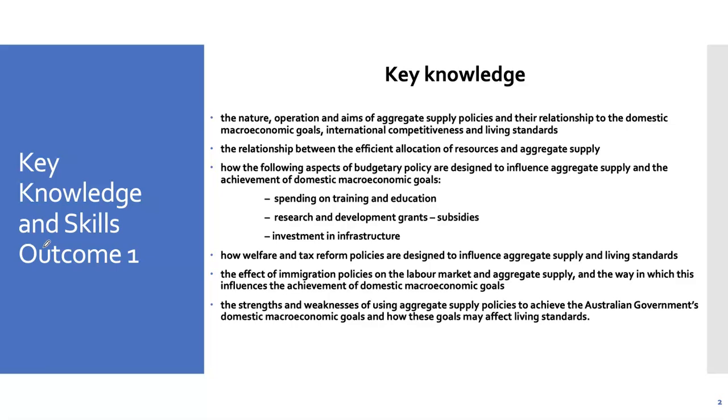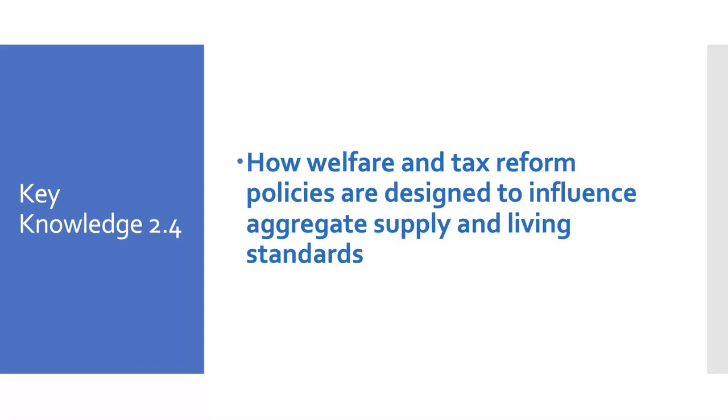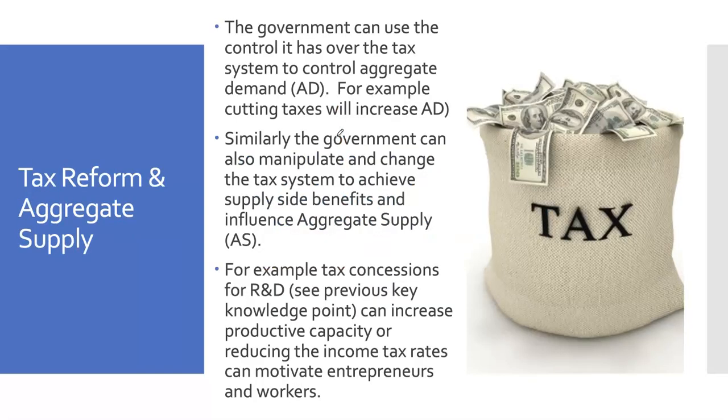You can see we're getting to the end of this outcome, and here we have the fourth key knowledge point, and we're going to focus here on the tax reform policies. Specifically, we're going to focus on how tax reform policies are designed to influence aggregate supply and living standards. Now, you might see that we talk about welfare reform in this key knowledge point. I'm going to do a specific video on that so we can split these topics up.